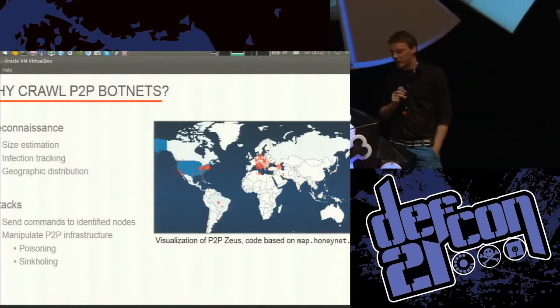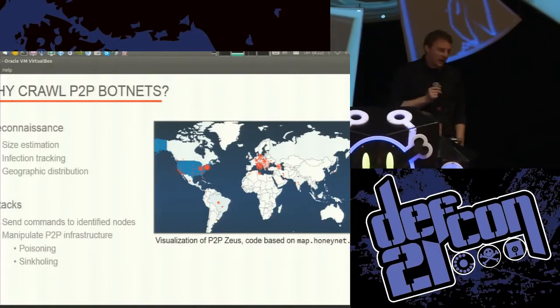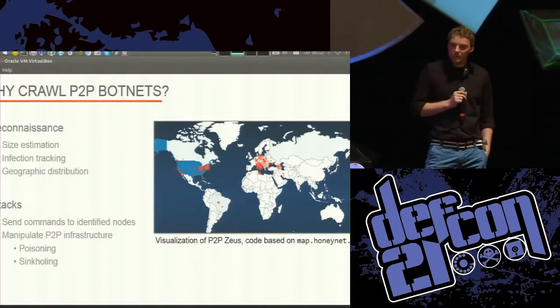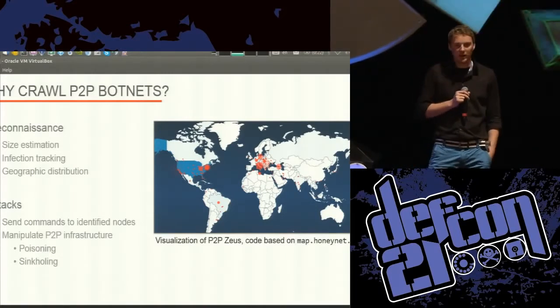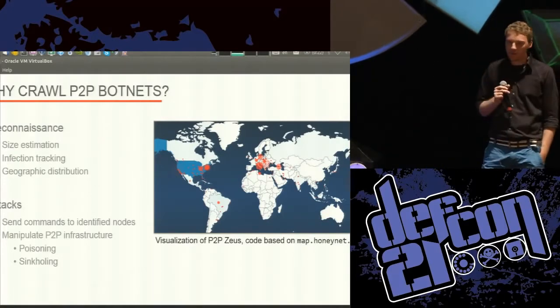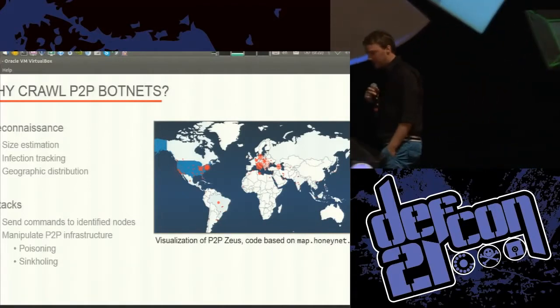But why do you want to learn something about the peer-to-peer botnet and the infected machines? I've already mentioned size estimation. If you talk to the press, they really like high numbers. So if you tell them ZeroAccess is 10 million infected machines large, they will love that. But next time you have to tell them the botnet is 15 million infected machines large or something.